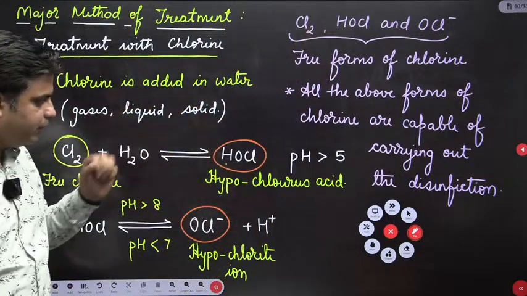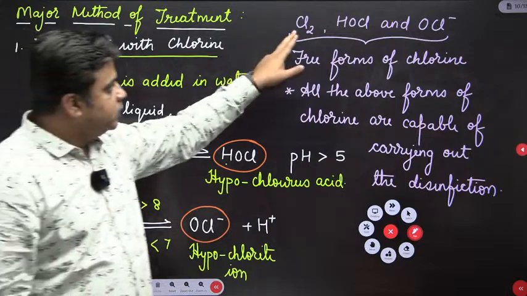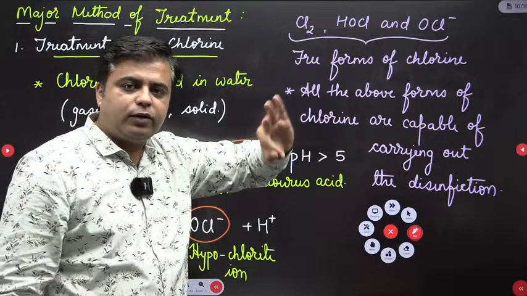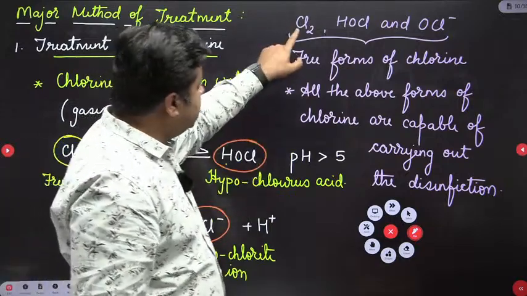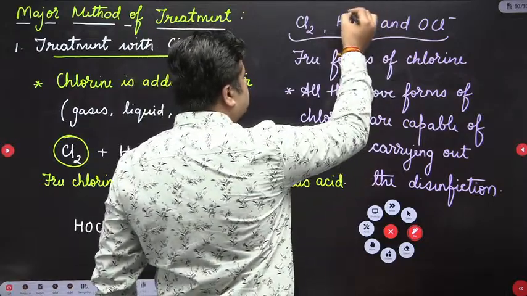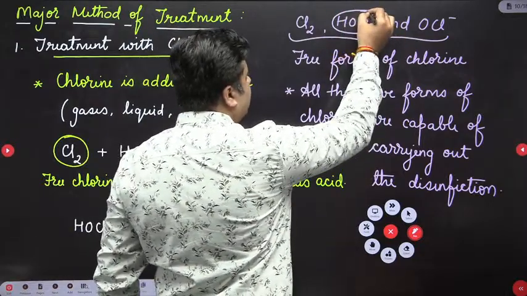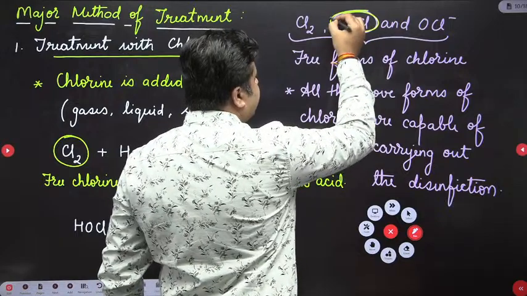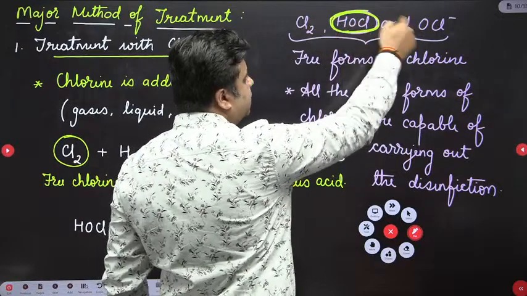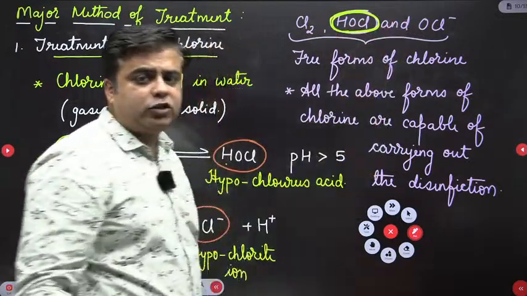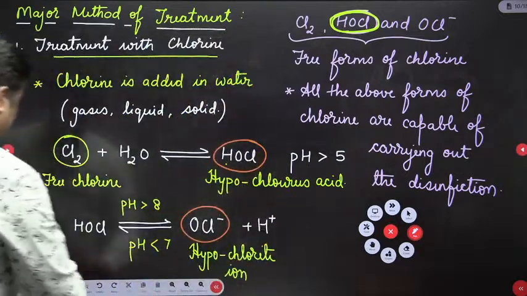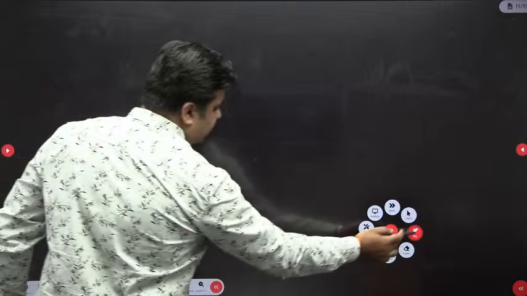Now you observe one point. Cl2, HOCl and OCl minus are the three free forms of chlorine. Out of these three free forms of chlorine, HOCl is the most destructive form of chlorine, which carries out most of the disinfection. Out of all the three forms of chlorine, HOCl is the most destructive disinfectant.